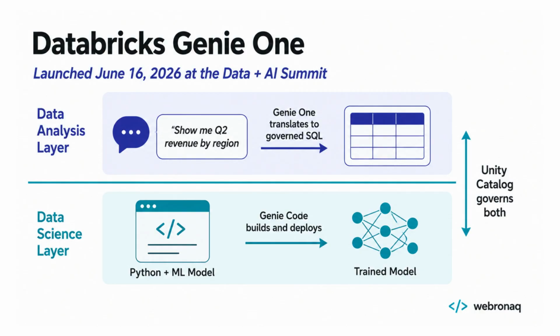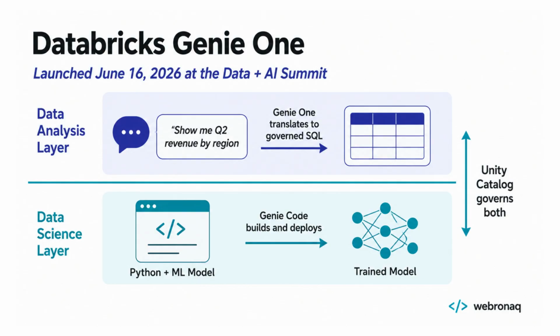In the data analysis layer, a business user types a plain English question like, "Show me Q2 revenue by region." Genie 1 translates that into a governed SQL query against the company's secured data lakehouse and returns a result table in seconds. No analyst required. That is, data analysis made accessible.